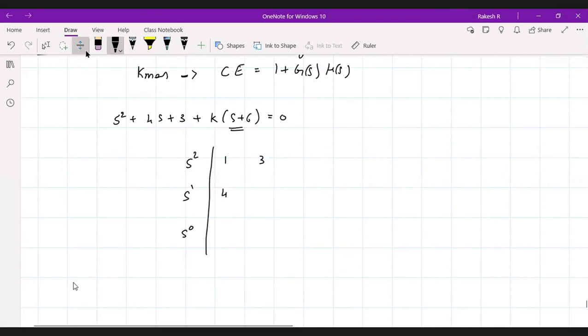So what do I need to consider? I need to convert these things into a readable form here. So what do I need to do? I need to multiply the k into the brackets and combine it with the s term.